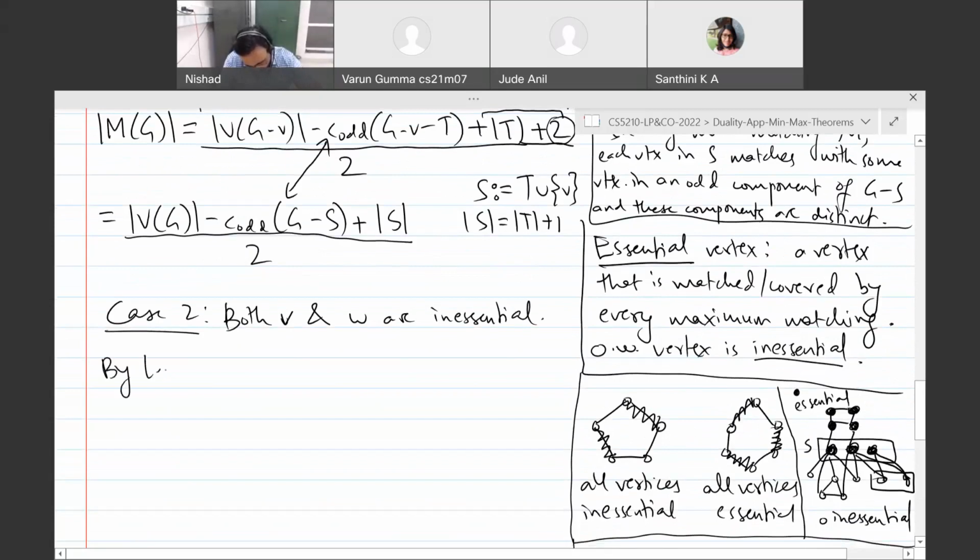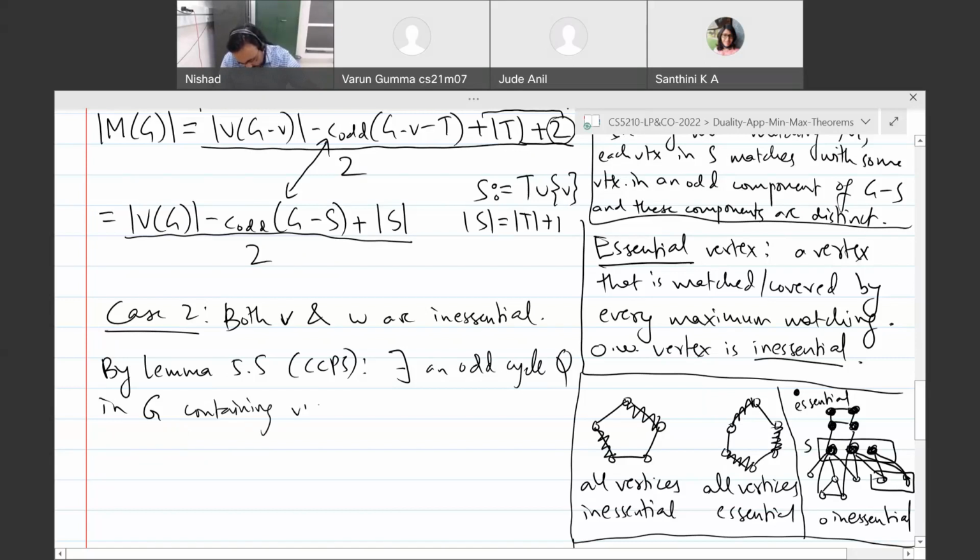So by Lemma 5.5, there exists an odd cycle Q in the graph G, containing this edge VW, such that the little q vertex is inessential in the graph G prime, where I shrink Q to a single vertex little q.